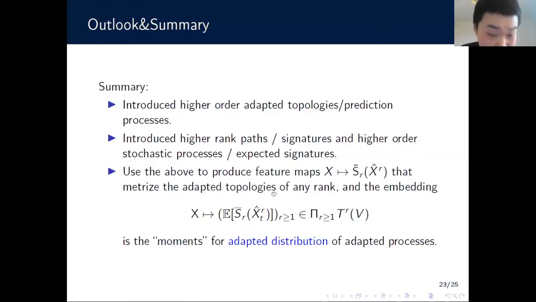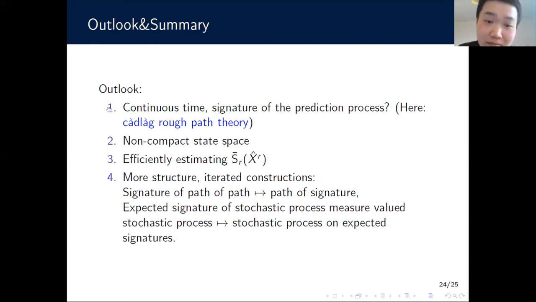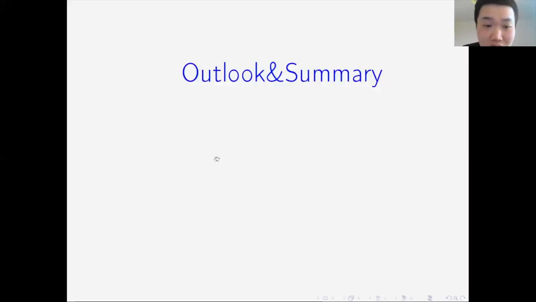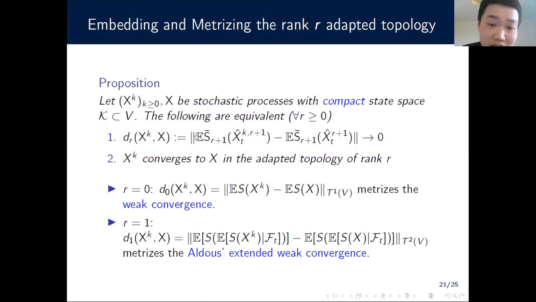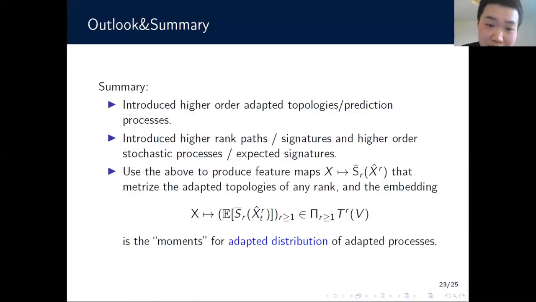Of course, in the next step, we want to extend our result to continuous time. But I want to emphasize that the difficulty arises because in continuous time, since the prediction process is a measure-valued martingale, a priori it only has càdlàg trajectories. So here we definitely need to use rough path theory developed by Peter Friz and others. We also want to remove the compactness assumption, because in this proposition we definitely need compactness in order to use the Stone-Weierstrass theorem. Okay, so I think that is my talk, and thank you very much.